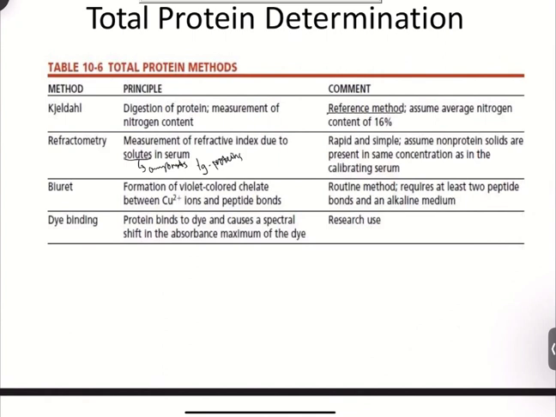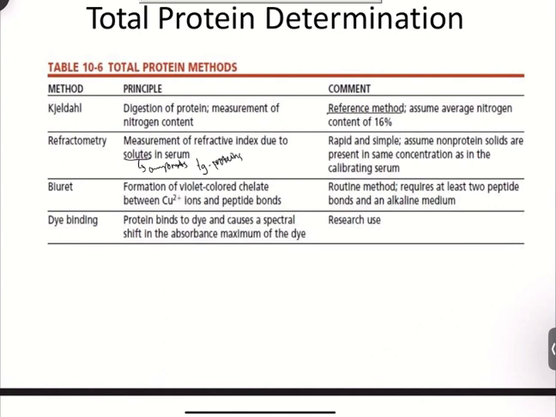Assume non-protein solids are present in the same concentration as the calibrating serum. Okay? So with the procedure, you will drop the serum in a refractometer. Then you will see what is the refractive index of that. You will use your blank for your computation for the total protein, because your serum also contains other debris such as carbohydrates and other components that can affect the refractive index.